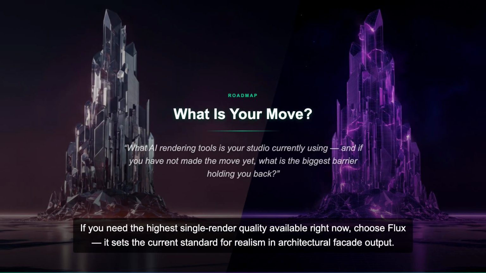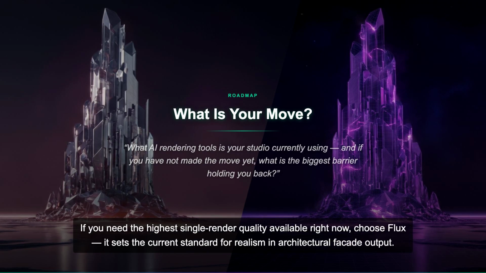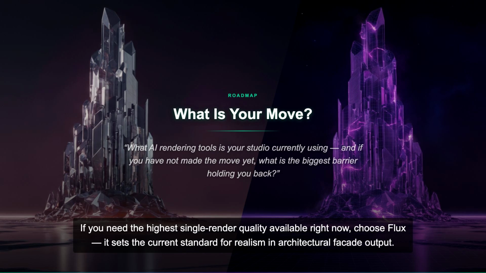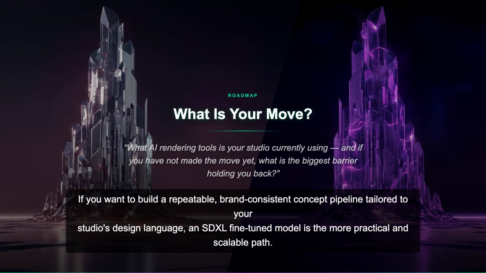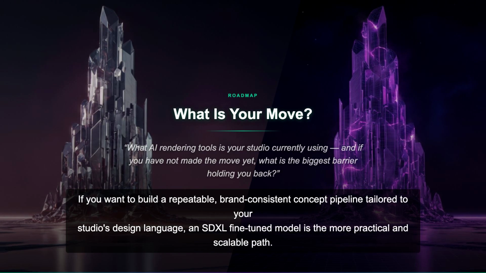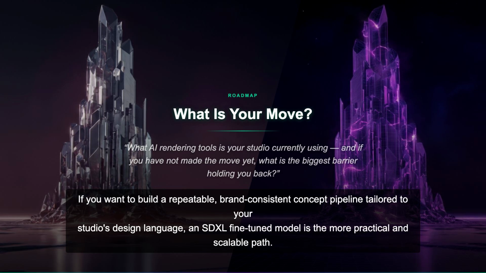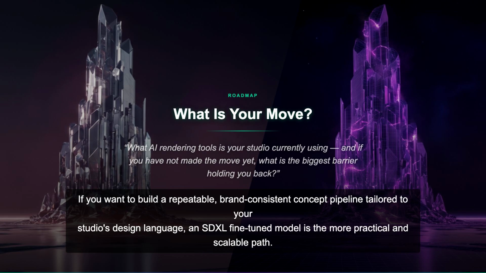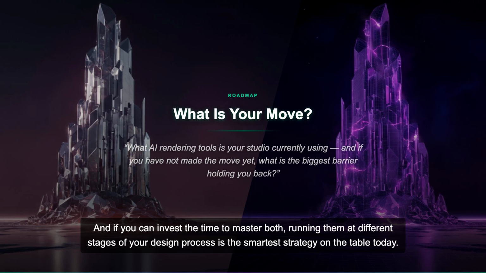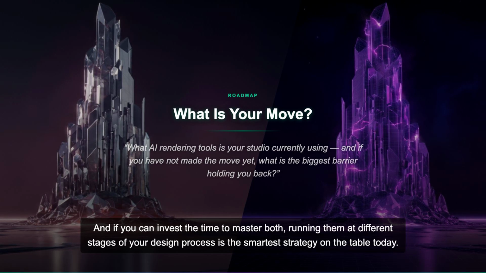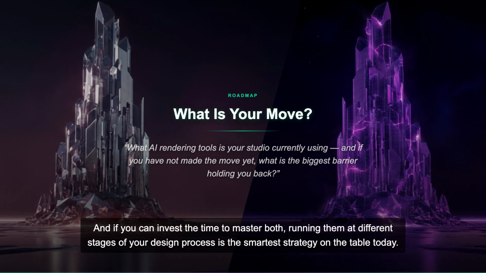If you need the highest single render quality available right now, choose Flux. It sets the current standard for realism in architectural facade output. If you want to build a repeatable, brand-consistent concept pipeline tailored to your studio's design language, an SDXL fine-tune model is the more practical and scalable path. And if you can invest the time to master both, running them at different stages of your design process is the smartest strategy on the table today.